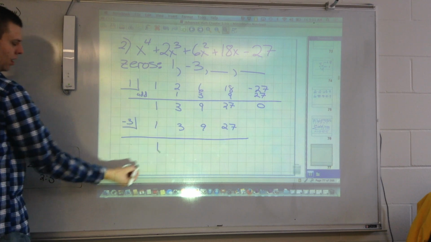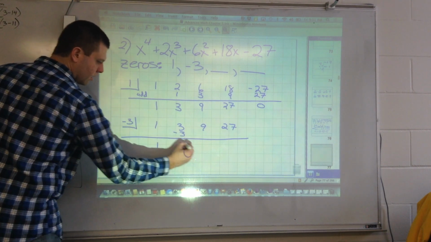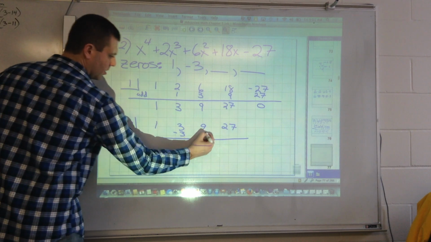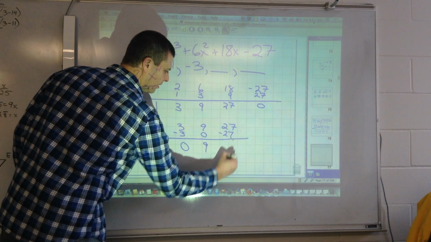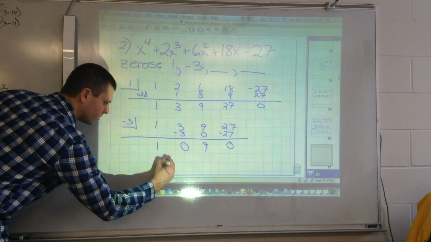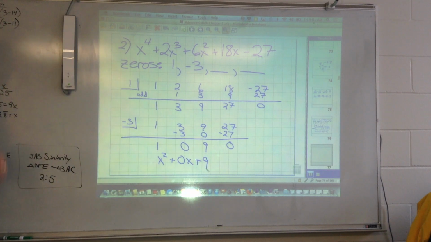Bring the first number all the way below. That'd be negative 3, 0, 0, 9, negative 27, 0. That'd be x squared plus 0x plus 9. Did you say x squared plus 9? X squared plus 9. Yep, I'm just showing that 0 there for our other two.